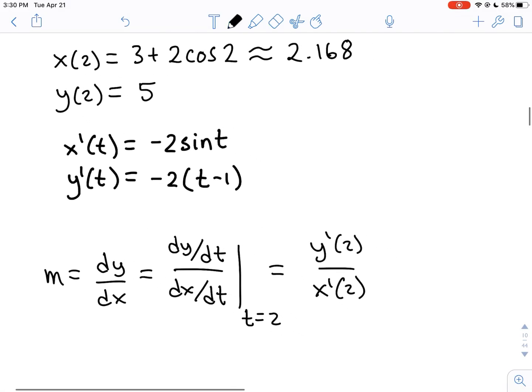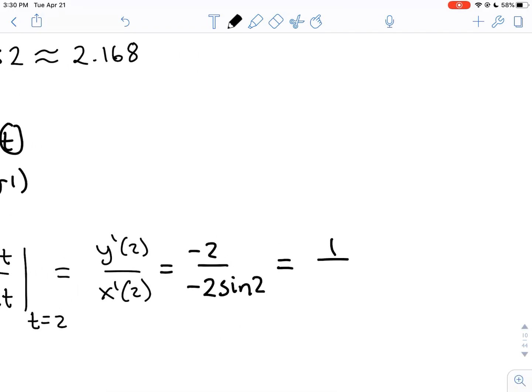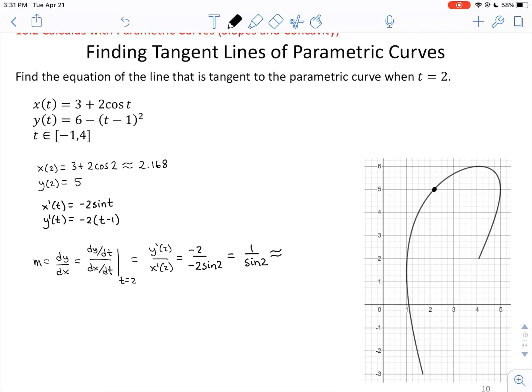So to find the slope of the tangent line, we want to plug time 2 into these derivatives. So plug 2 into this t right here, and we get -2 up top. And the bottom, we plug in t equals 2 for that t right there. We get -2 sine 2, which you could simplify to 1 over sine of 2. All right, so there's our slope.